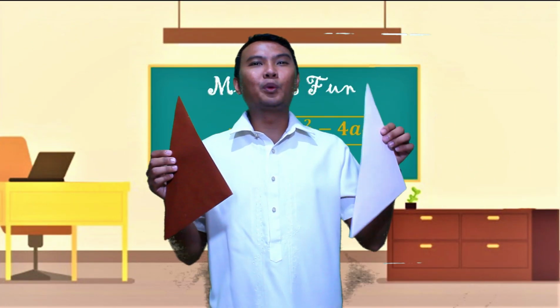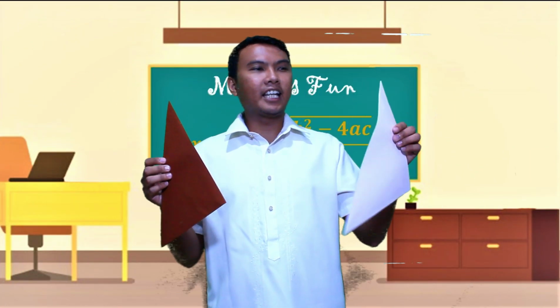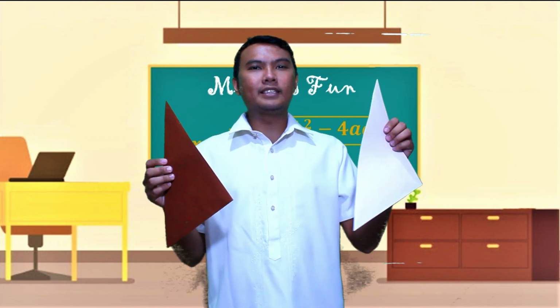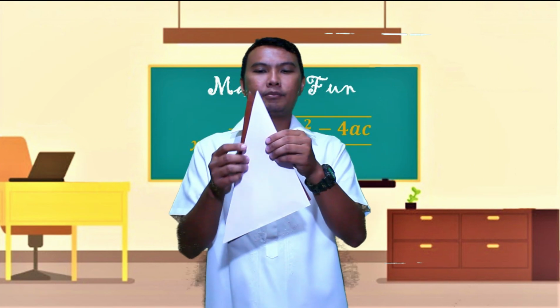These are actual congruent triangles. Other than checking their corresponding parts if they are congruent, you can also check congruency by overlapping them. If they exactly fit in each other, just like this one, therefore, these triangles are congruent.